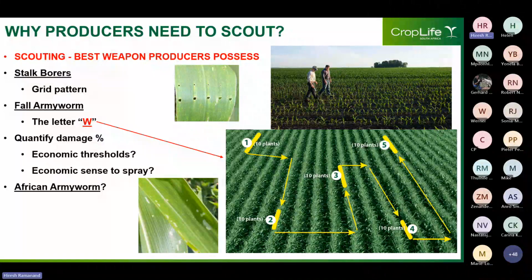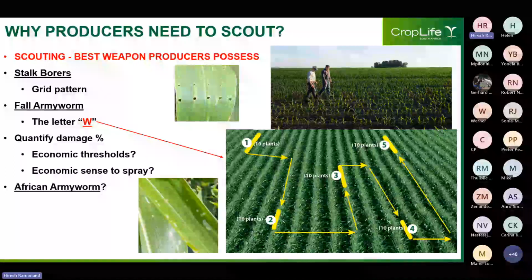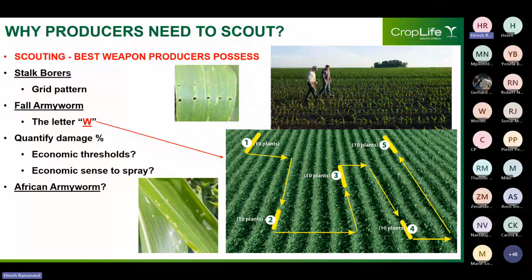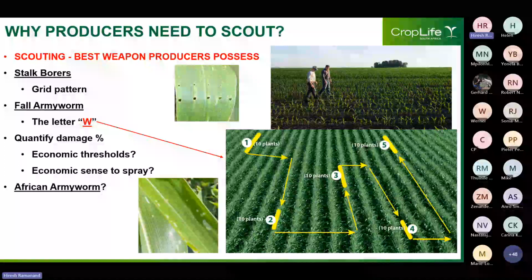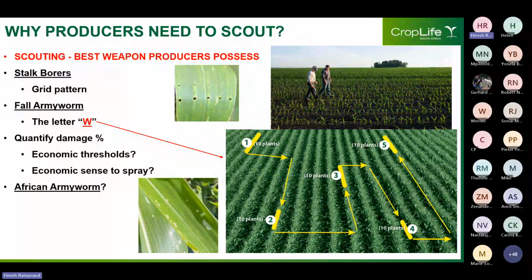At the tasseling stage, the larvae do also sometimes drop onto the maize cob and feed on the cob itself or at the base of the ear. If this is the case, a farmer can sometimes identify prematurely fallen ears of maize, cutting off the energy supply to the ear of the maize.